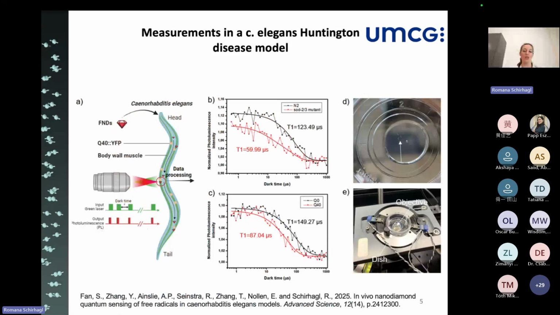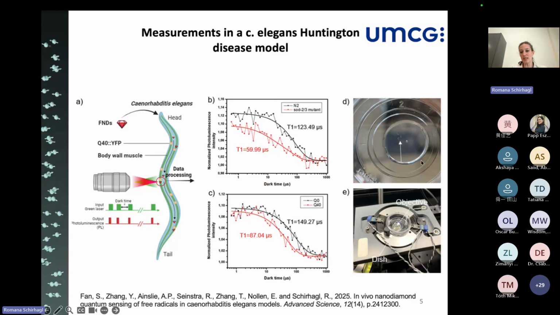So how does it look under the microscope? These are the worms. In this case, the way we get the nanodiamonds into the worms is that we add the worms to bacteria. The nanodiamonds stick to the bacteria, and then the bacteria are food for the worms. So they eat the bacteria, then the diamonds are in the gut, and then they can get out.